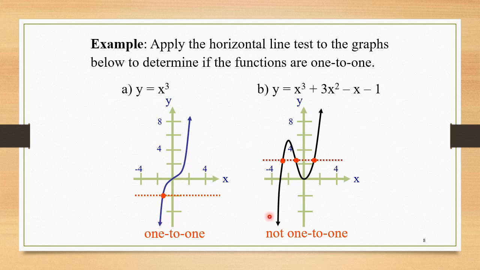Now, for this graph, y is equal to x cubed plus 3x squared minus x minus 1. When we draw a horizontal line, pagdating dito sa part na to, makikita ninyo yung horizontal line intersects our graph ng tatlong points. So, we cannot consider this one as one-to-one function. To be able to say that the graph is a one-to-one function, dapat nai-intersect lang niya yung graph at exactly one point at a time.